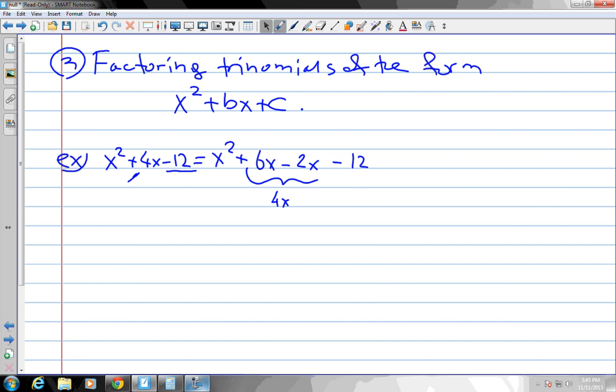Now, can I ask you to factor by grouping? Yeah, now I can do by grouping, right? Because there are 4 terms. So if I just look at the first 2, what can I take out?